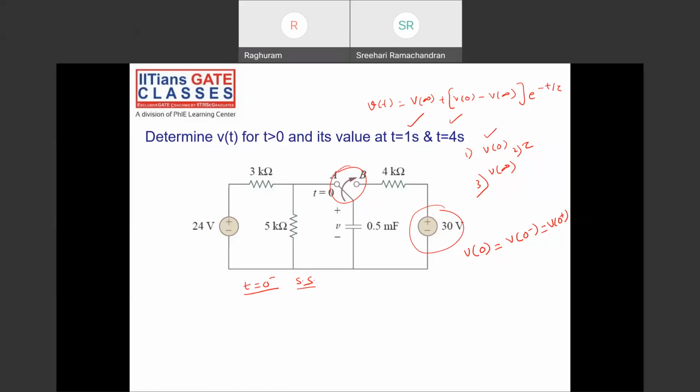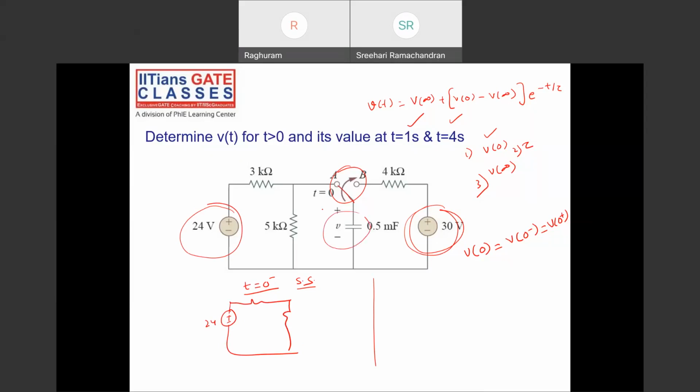At t equal to 0 minus, what is happening with the circuit? The switch is at position A. The source is not connected, only this source is connected. So 24 volts is connected to this. This is how the circuit is.